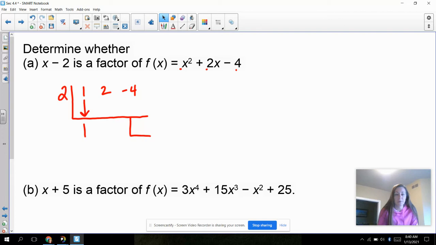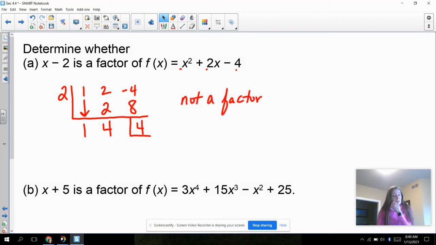We drag out the first number. The synthetic division process is not changing. We do 2 times 1, which is 2, add that column, multiply 2 times 4, add that column, and we get 4 as a remainder, which means this is not a factor, right? If it was a factor, then it would have a remainder of 0 because it goes into it evenly. That's the definition of the factor.